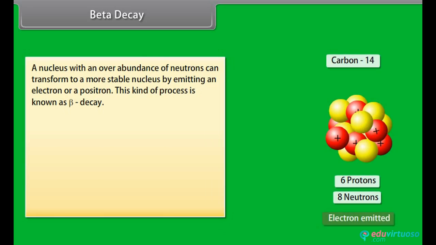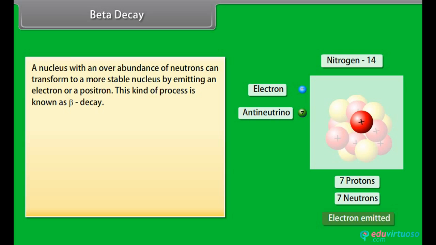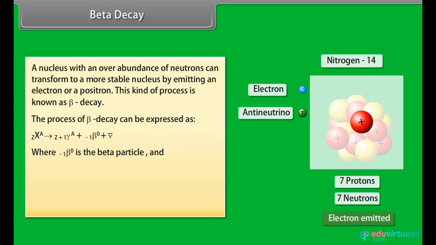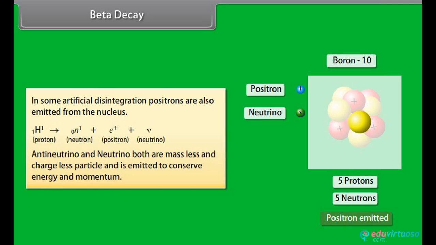Beta decay. A nucleus with an overabundance of neutrons can transform to a more stable nucleus by emitting an electron or a positron. This kind of process is known as beta decay. This process of beta decay can be expressed where the beta particle is emitted along with an antineutrino. In some artificial disintegration, positrons are also emitted from the nucleus. Antineutrino and neutrino are both massless and chargeless particles, emitted to conserve energy and momentum.